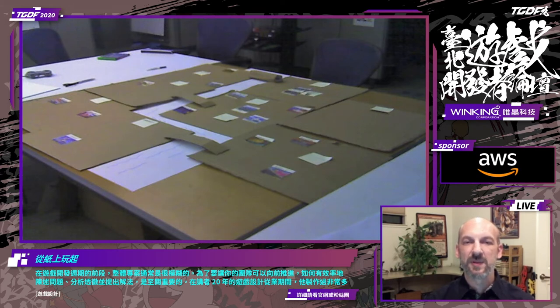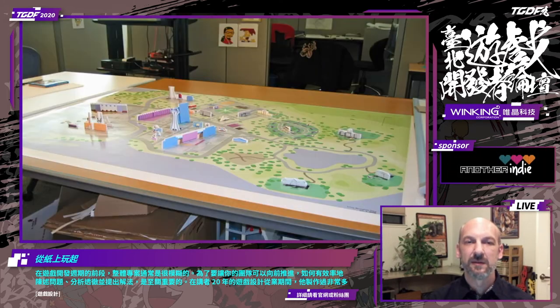This paper prototype was done long before we had our 3D engine working. It only took about an hour to build, but the team was able to stand around the table and talk about the relative distances between places and how the player would unlock the city content as the game progressed.